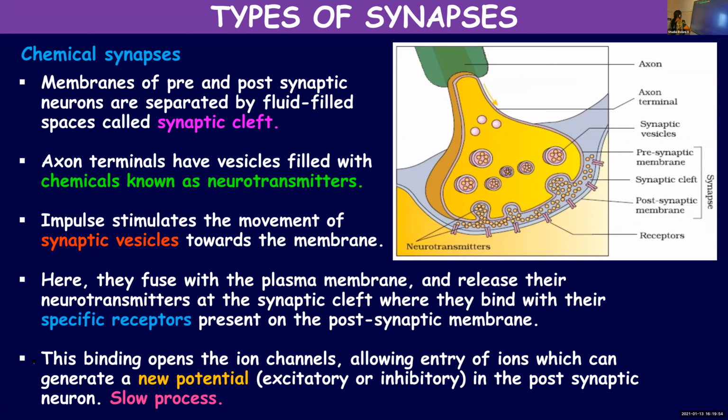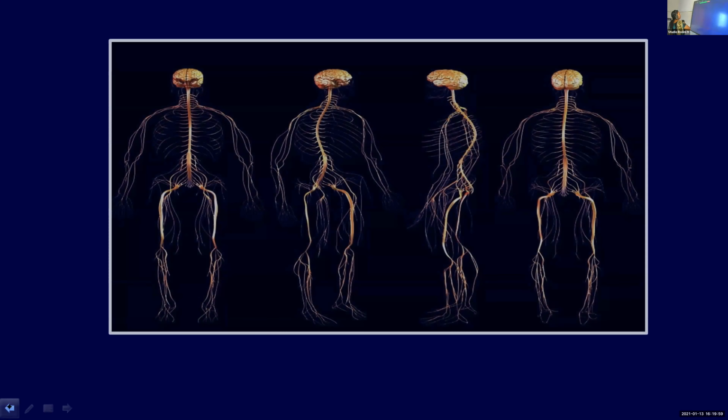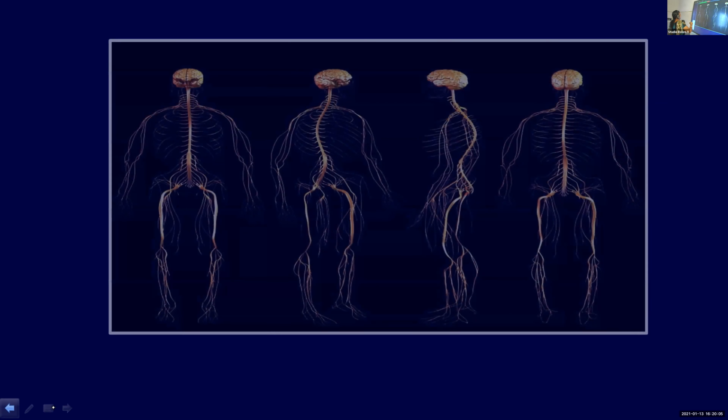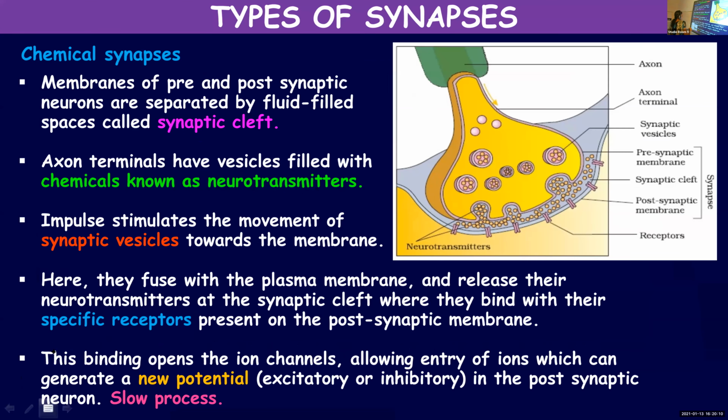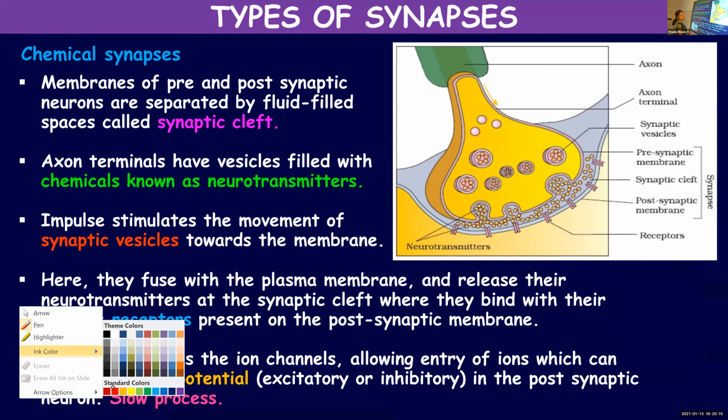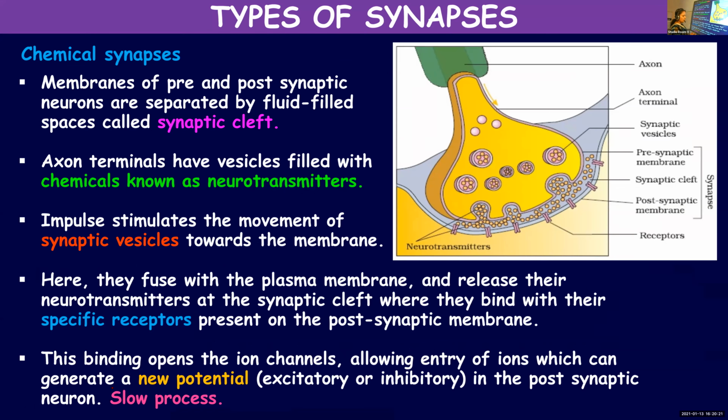Whereas when we discussed electrical synapses, in the previous one, we learned that the neurons are in close proximity, but here the neurons are separated by a fluid-filled space that you call a synaptic cleft. Already we discussed synaptic cleft.